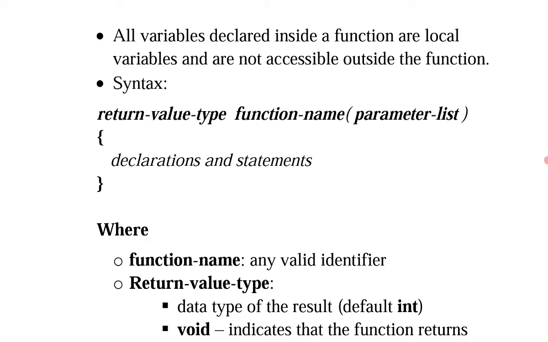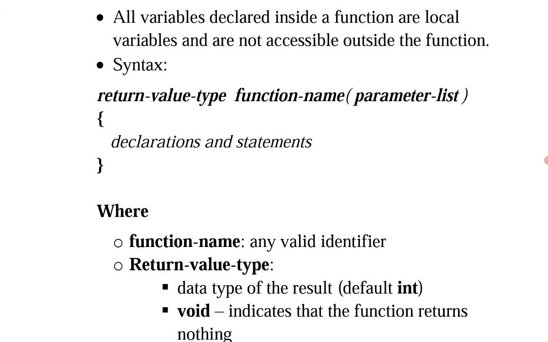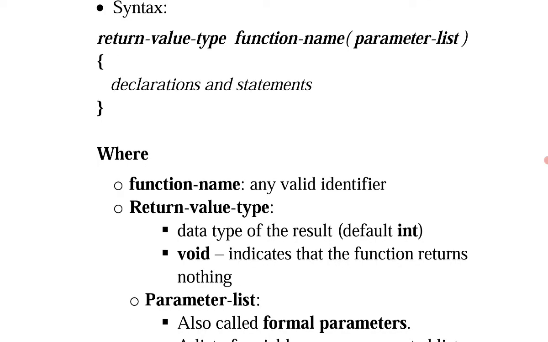So what is the syntax of a function? This is the syntax of declaring or defining a function: return value type, space, function name, within brackets the parameter list, bracket open, declarations and statements, bracket close. So this is the definition or declaration of a function. This is the syntax for how to declare or define a function.